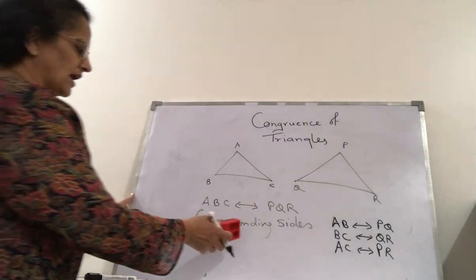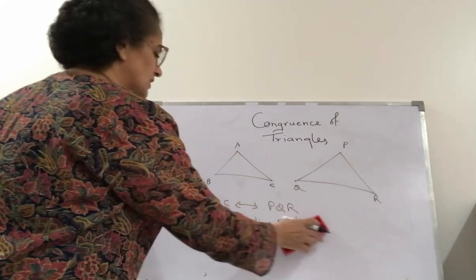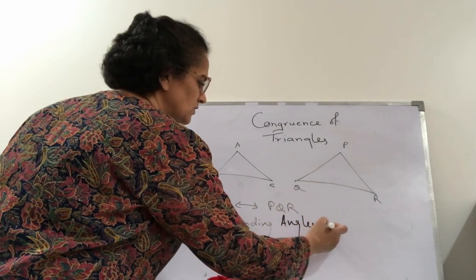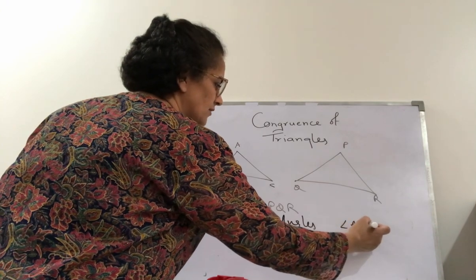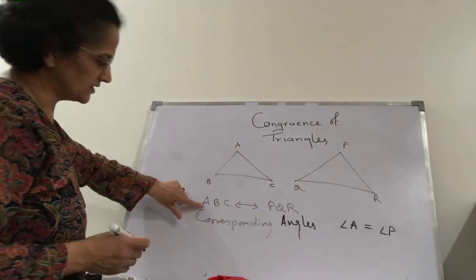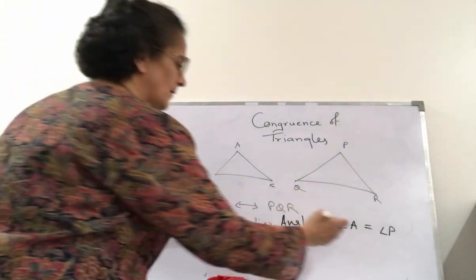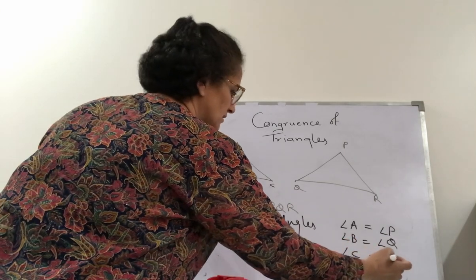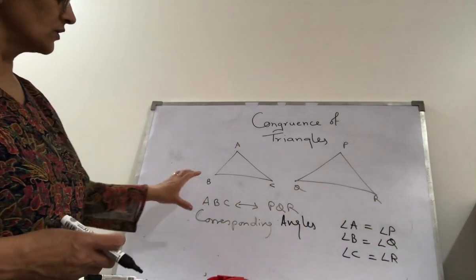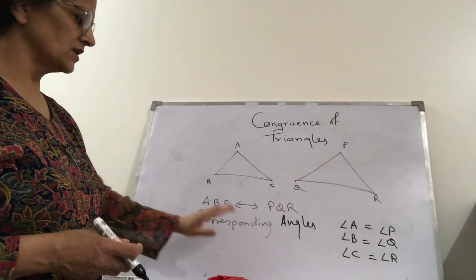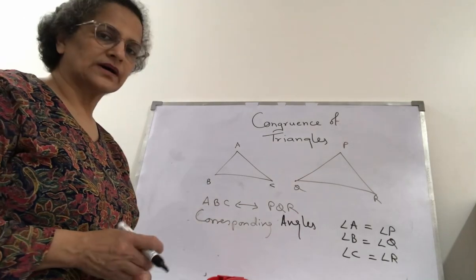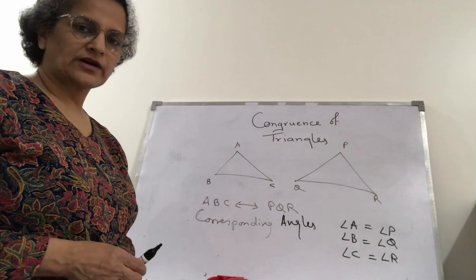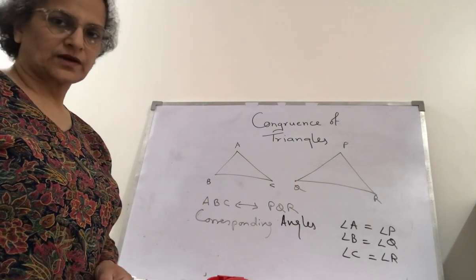And then we talk about the angles. We can also write about angles when the congruency is talked about. So we can say angle A will be equal to angle P. Angle B will be equal to angle Q. Angle C will be angle R. So if we look at the correspondence, we will get these corresponding parts in a triangle. Next video, we will learn about the criteria for congruency of triangles.